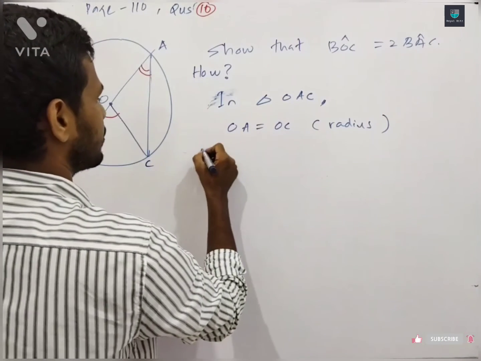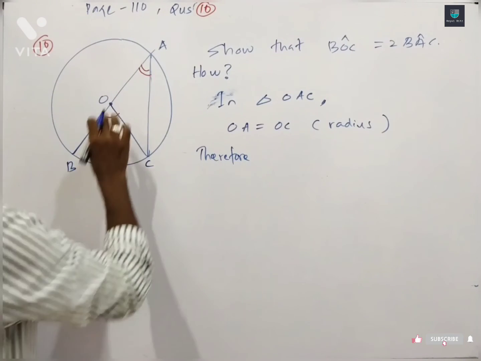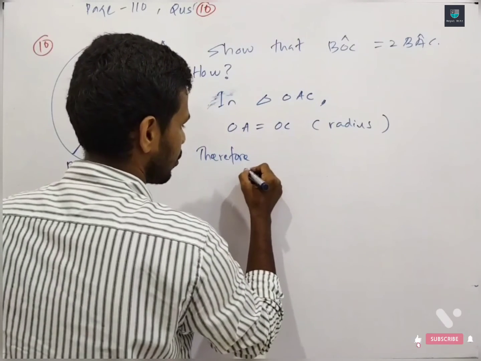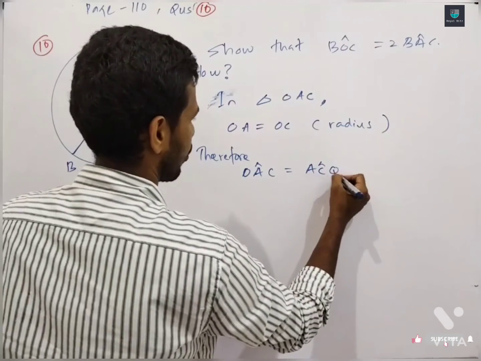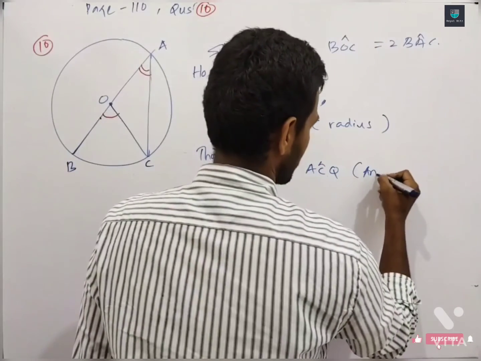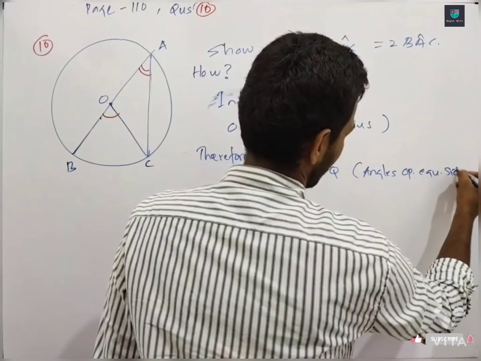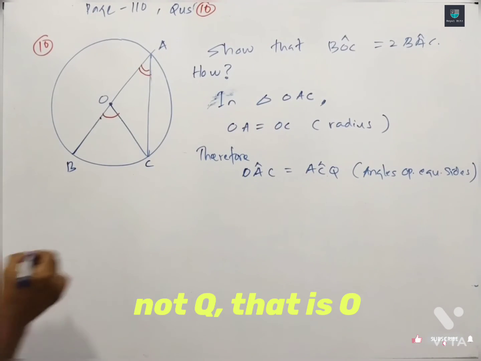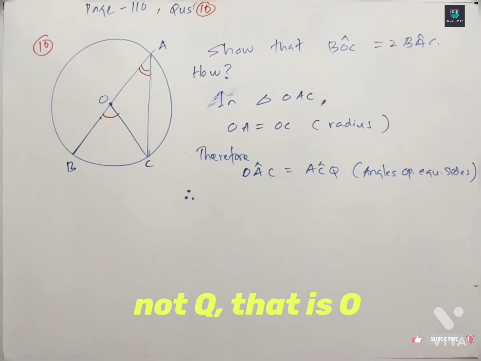Right. Therefore, angle OAC equal to ACO, very good. OAC equal to ACO because these are the angles opposite equal sides. Angles opposite equal sides. So now tell me, now we got the answer. Next line answer.